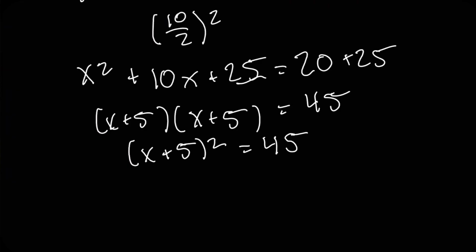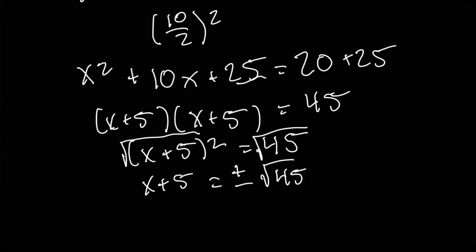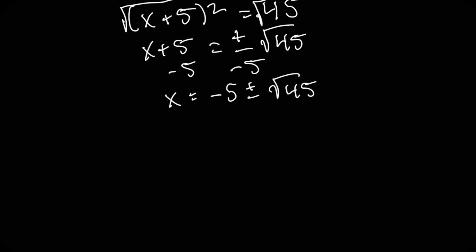And to get rid of the square here, we can take the square root, which will give us x plus 5 is equal to, and remember, whenever you take the square root, add that plus or minus square root of 45. So now we have x plus 5 is equal to plus or minus the square root of 45. Let's get this 5 on the other side. x is equal to negative 5 plus or minus the square root of 45. But we're not quite done. We can still reduce this 45.